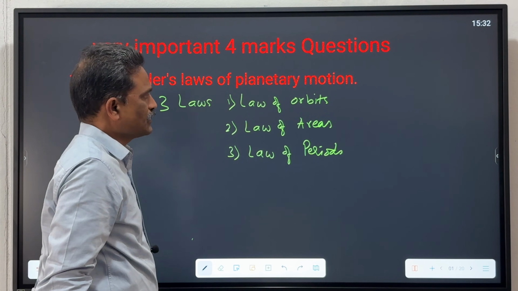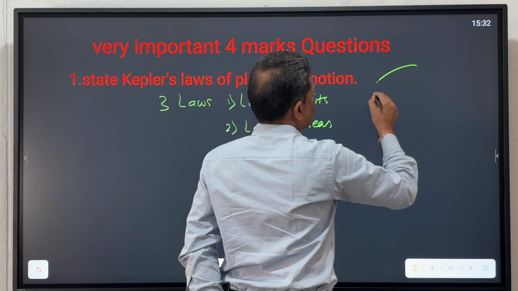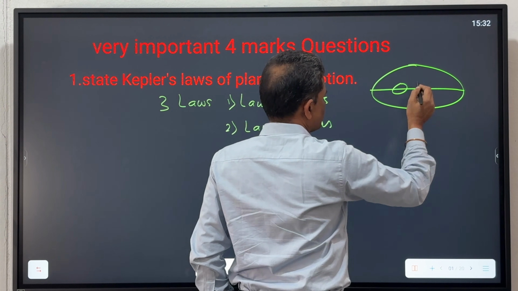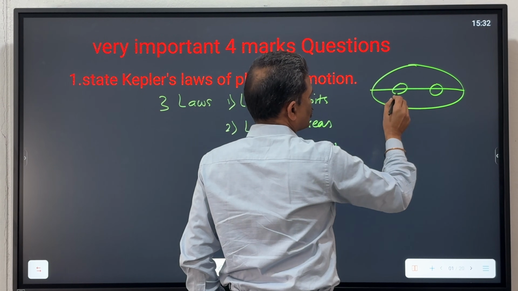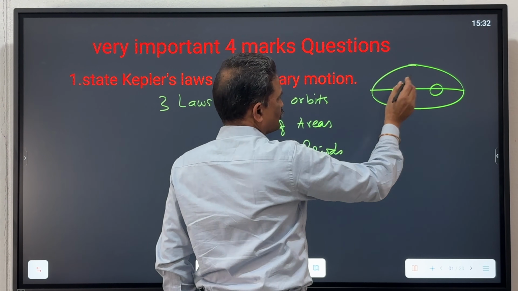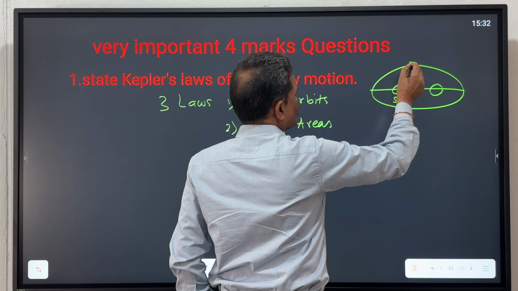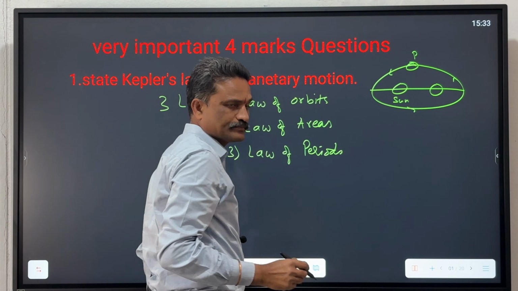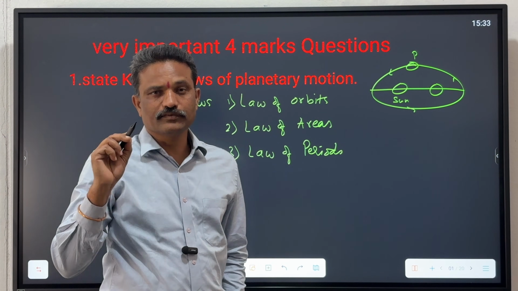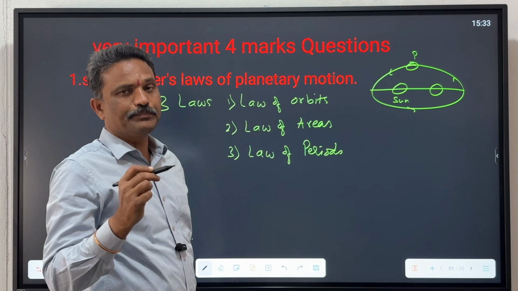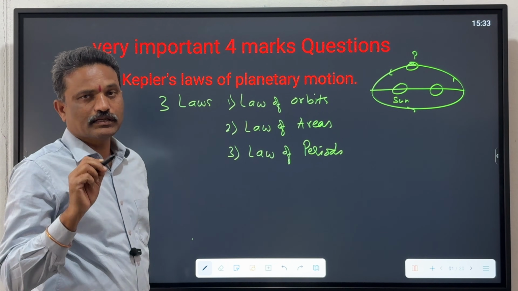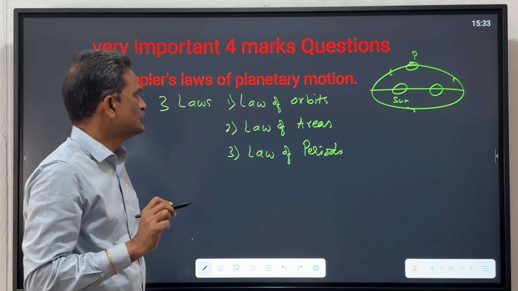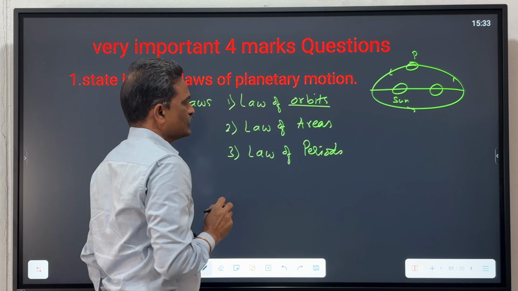According to Kepler, all the planets revolve around the sun in elliptical orbits. So this is an ellipse. For an ellipse, you will have this is one focus and this is one focus. Out of these two, the sun is sitting, and this is the planet going around the sun. So this is the first law: all the planets revolve around the sun in elliptical orbit and the sun is situated at one of its foci. It is dealing with orbit, so it is called the law of orbits.